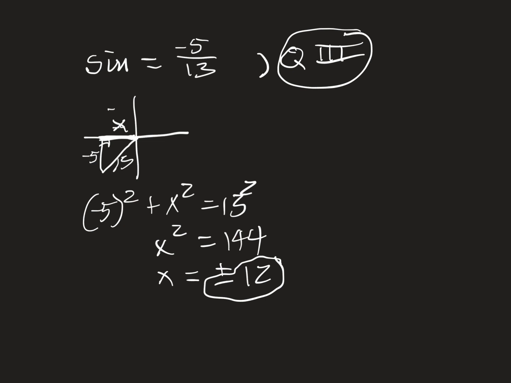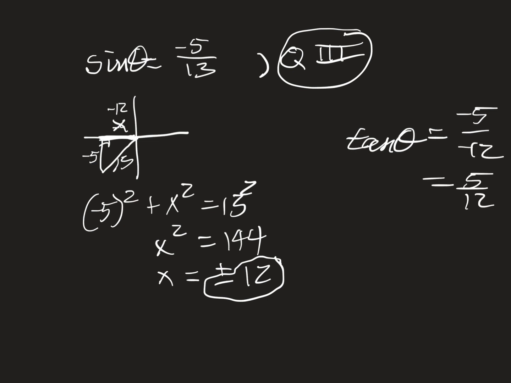And now, since x is negative 12, if I want to know what tangent of theta is, then tangent of theta is going to be the opposite over adjacent, or negative 5 over negative 12, which is 5/12. And so you're going to work through problems like that where they give you the quadrant.